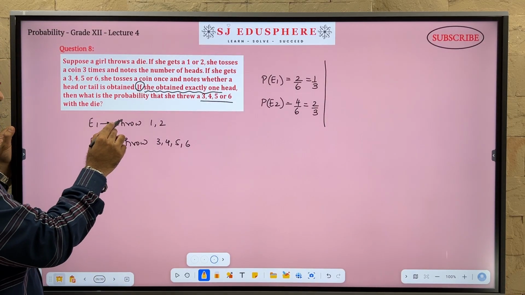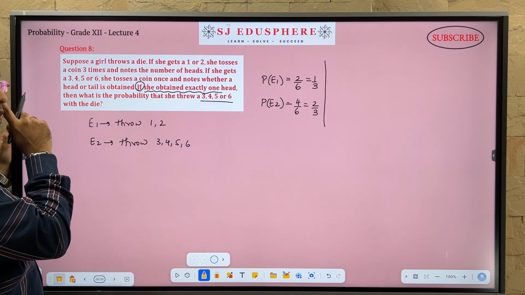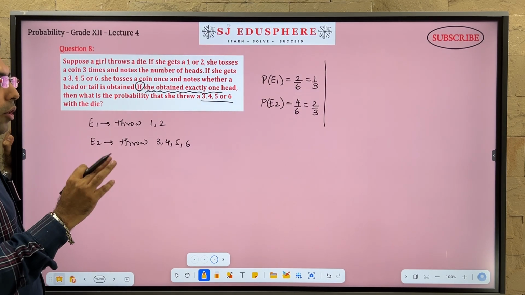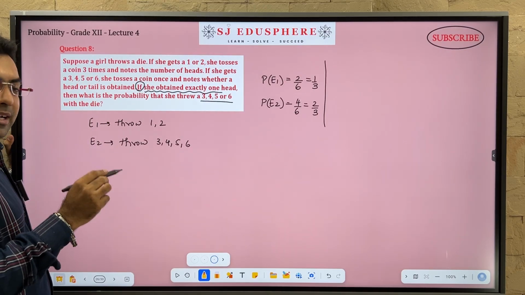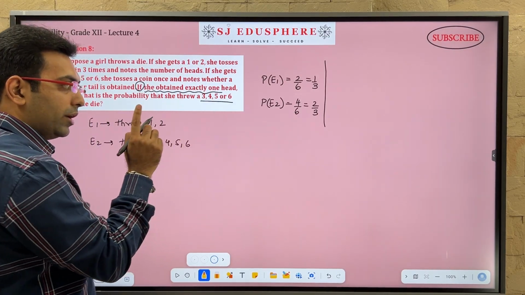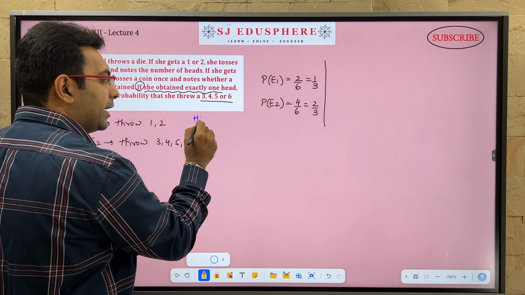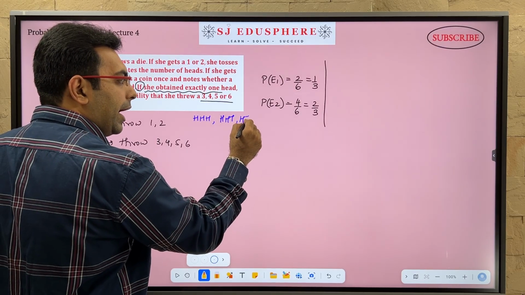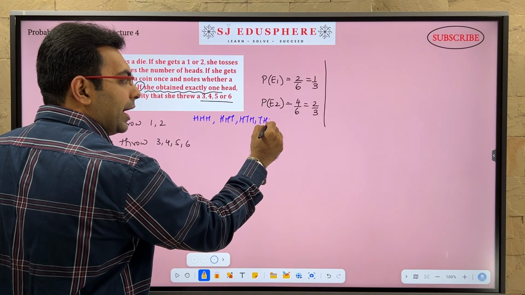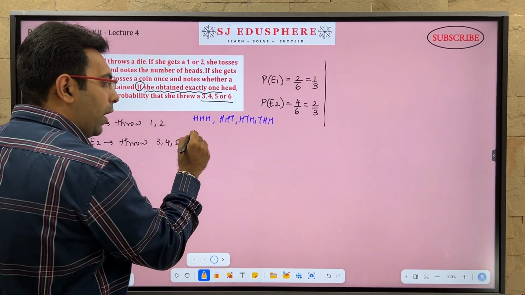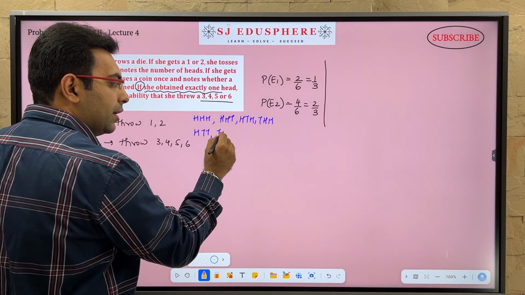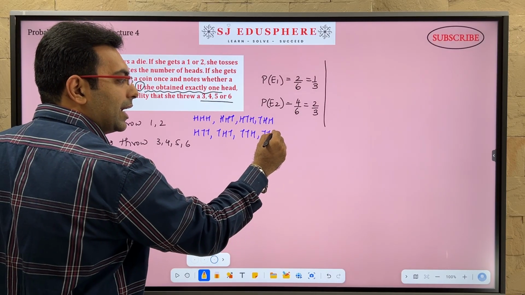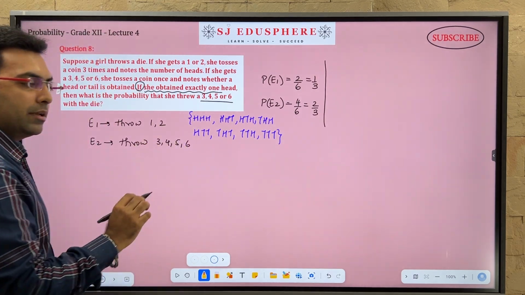If you get even, that is getting 1 or 2, you are going to toss a coin 3 times. On tossing a coin 3 times, what are the number of heads that you can get? So when you toss a coin 3 times, you can get all 3 heads. Head, head, tail; head, tail, head; tail, head, head. That is 2 heads. Now 1 head: head, tail, tail; tail, head, tail; tail, tail, head. And 0 heads, that means 3 tails. This is what can happen.